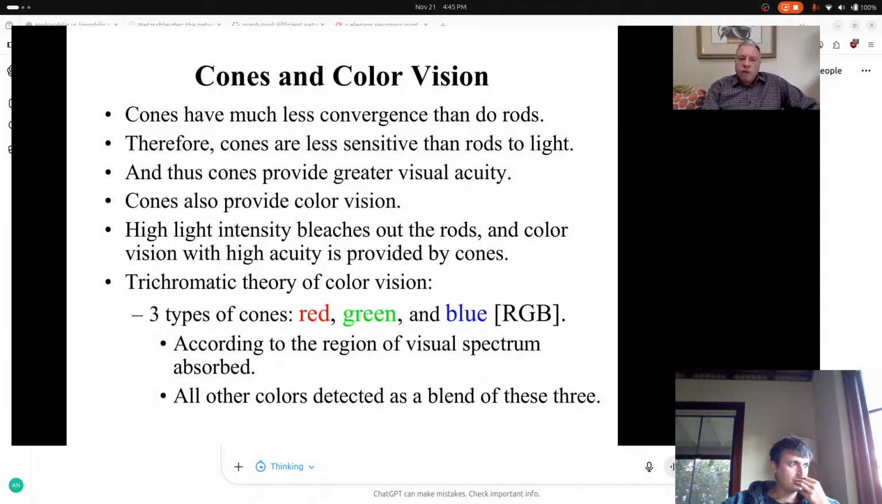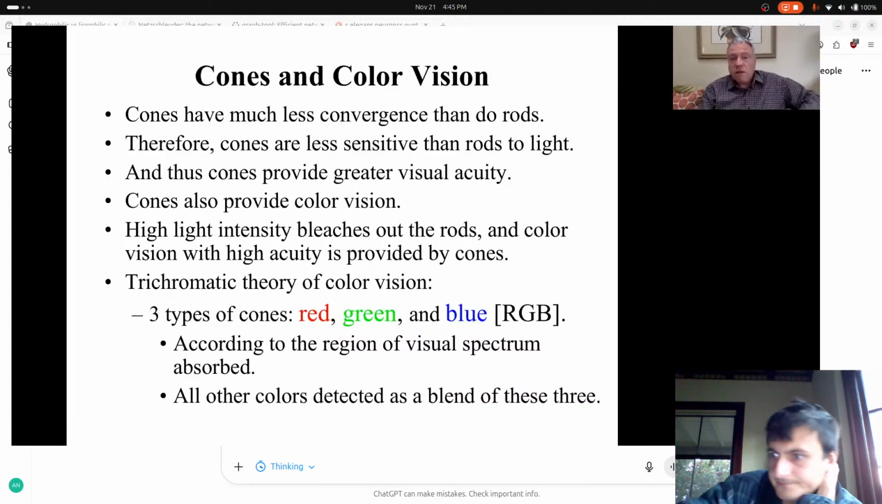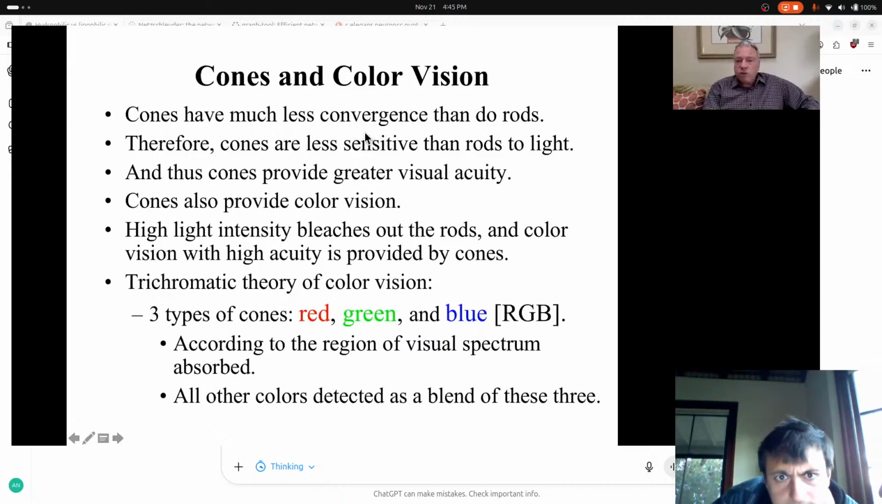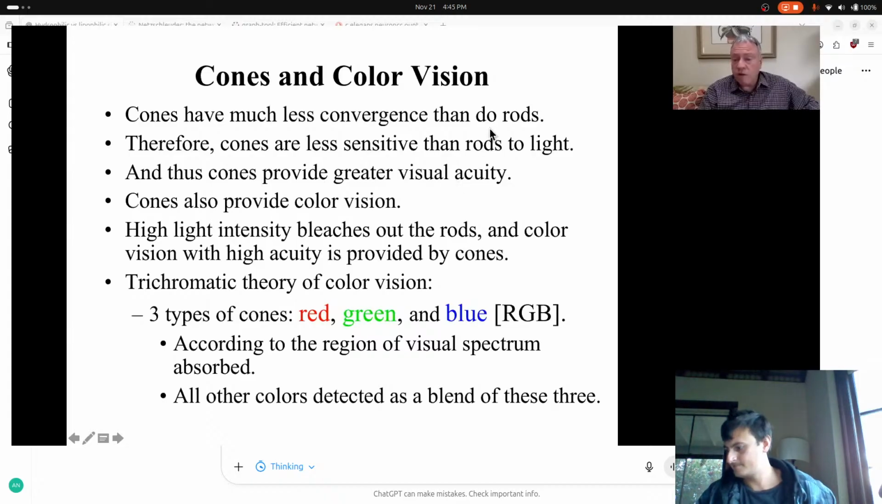So the cone system then is our acuity system. That's helping us see detail. And one of the ways that it does that is being able to see the difference in different colors. Cones have much less convergence than do rods. Remember, convergence gives you sensitivity. Rods are all about sensitivity, so they have high convergence. Cones are about acuity, they have less convergence. So having less convergence, they're less sensitive. Cones give you better acuity, rods give you better sensitivity by their convergence.